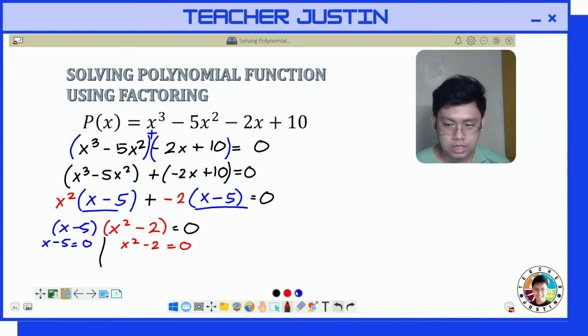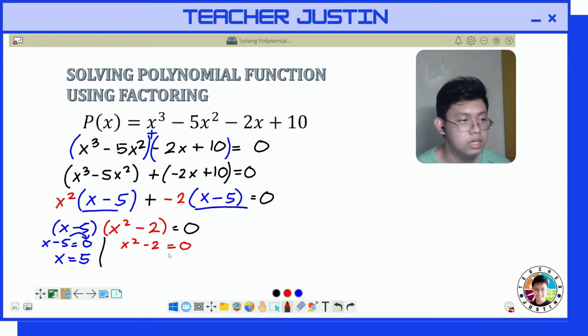Okay, next let's solve for the value of x. So let's solve for the value of x of each equation. So let's transpose negative 5 to the other side, changing the sign. X will be equal to 5. That will be our first value of x.